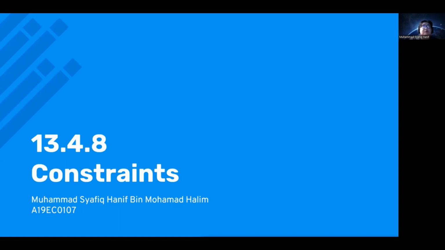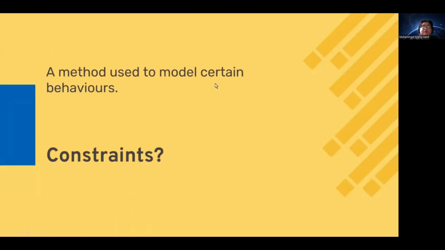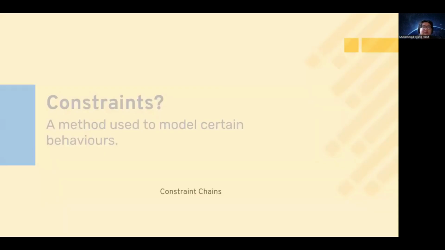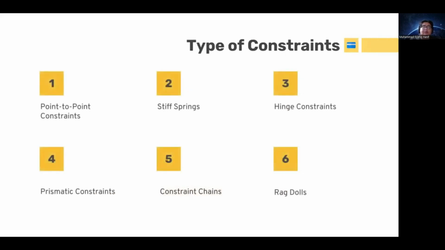Assalamualaikum warahmatullahi wabarakatuh. My name is Muhammad Shafiq bin Halim, and this will be my video for chapter 13.4.8, constraints. First is constraint. It is a method used to model certain behaviors inside a game. Then we have six constraints: first the point-to-point constraint, then the stiff spring constraint, and the rod constraint. The third one is a hinge constraint, then a prismatic constraint, a constraint chain, and also ragdolls.